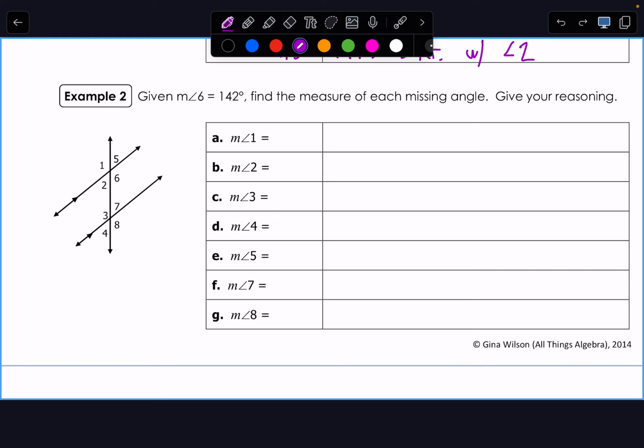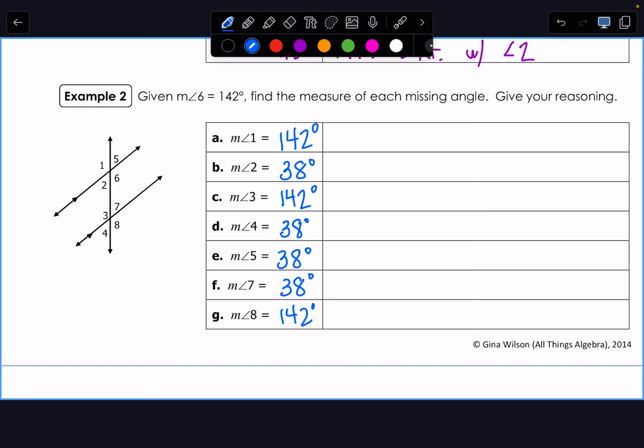All right. Augie, what is angle 1? 142 degrees. Daniel, angle 2. 38 degrees. Evie, angle 3. 142. Sydney, angle 4. 38. Jack, angle 5. 38 degrees. Ty, angle 7. And Logan, angle 8. 132. Do you agree with your classmates?